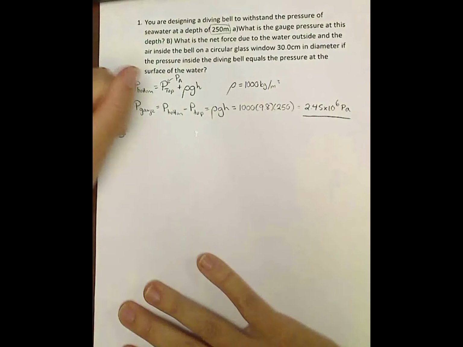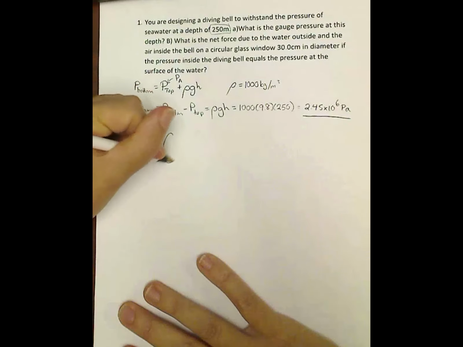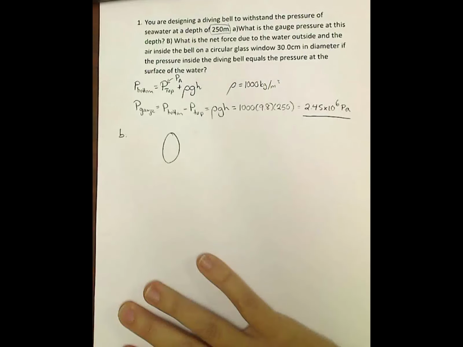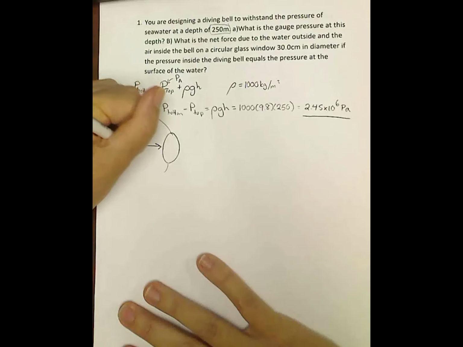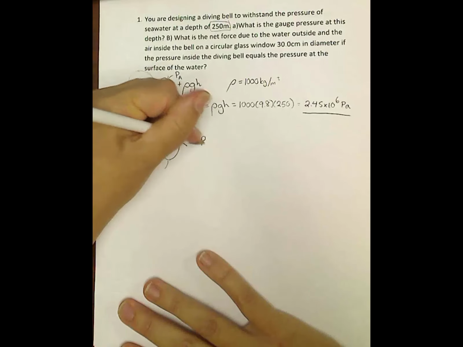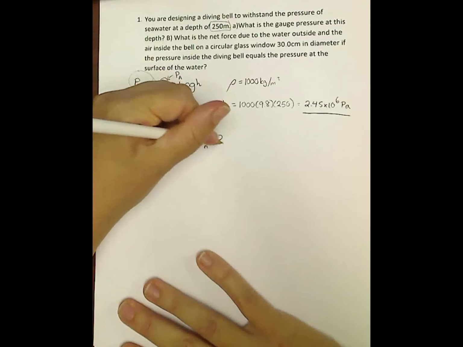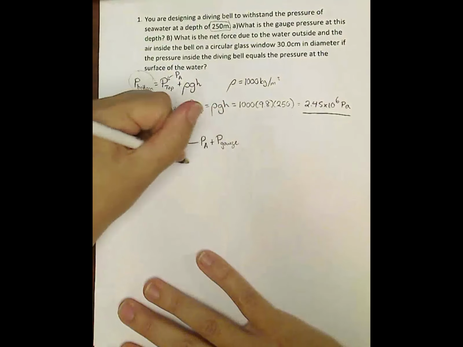Part B, now I need to interpret this a little bit. What it says is you've got a circular glass window, and inside the bell, so here's our bell here, inside we've got atmospheric pressure presumably, and on the outside we have the total pressure at the bottom, so it's atmospheric pressure plus the gauge pressure. Okay, so what's the force?